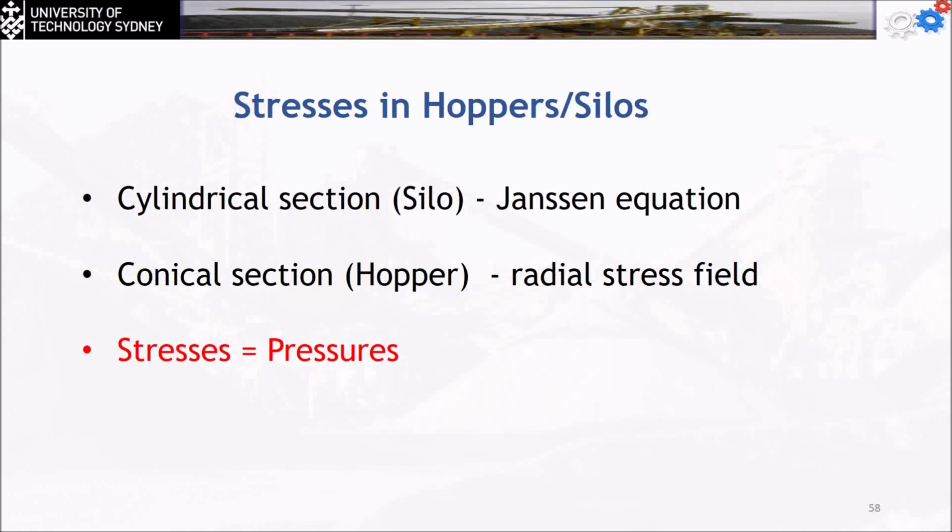So the cylindrical section is controlled by the Janssen equation. And in the case of the stresses of the hopper and the silo, the conical section is going to use the radial stress field process. So usually the stresses we're talking about are the pressure that the material exerts on the wall. So if I'm going to take a section and have this differential equation, we are going to consider that we have in a small portion of the material an equilibrium of the forces on the differential element dH, this part.